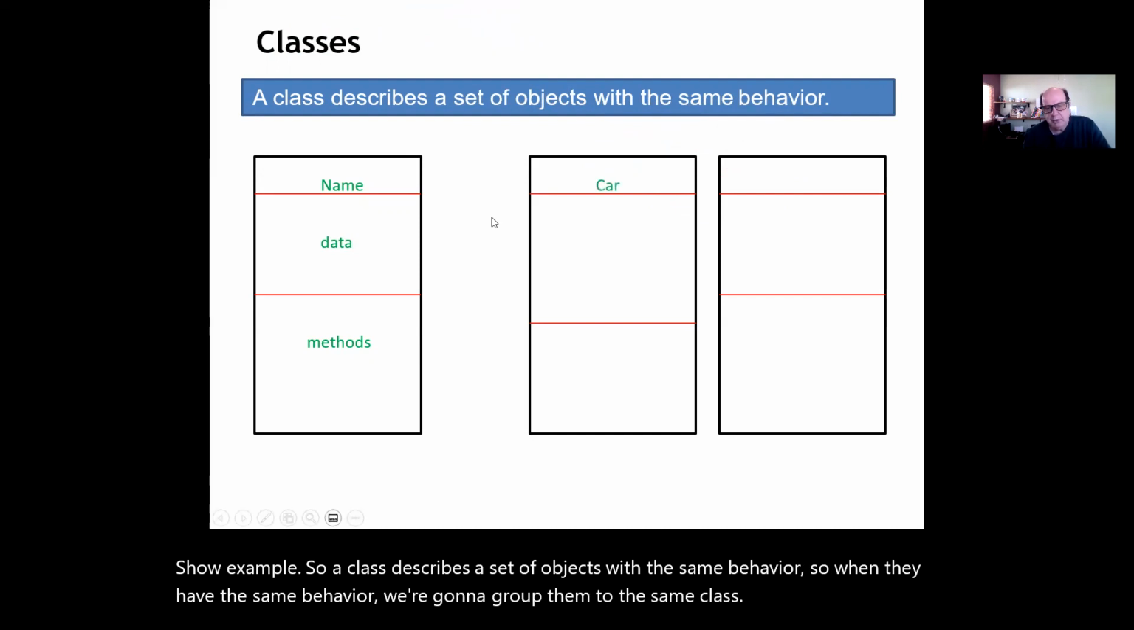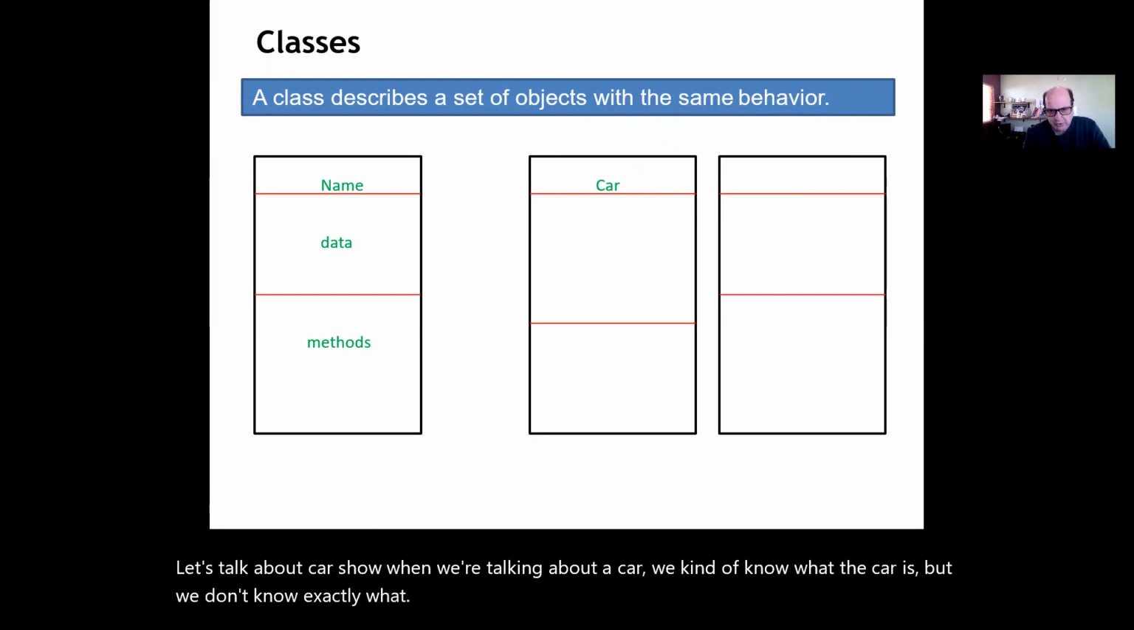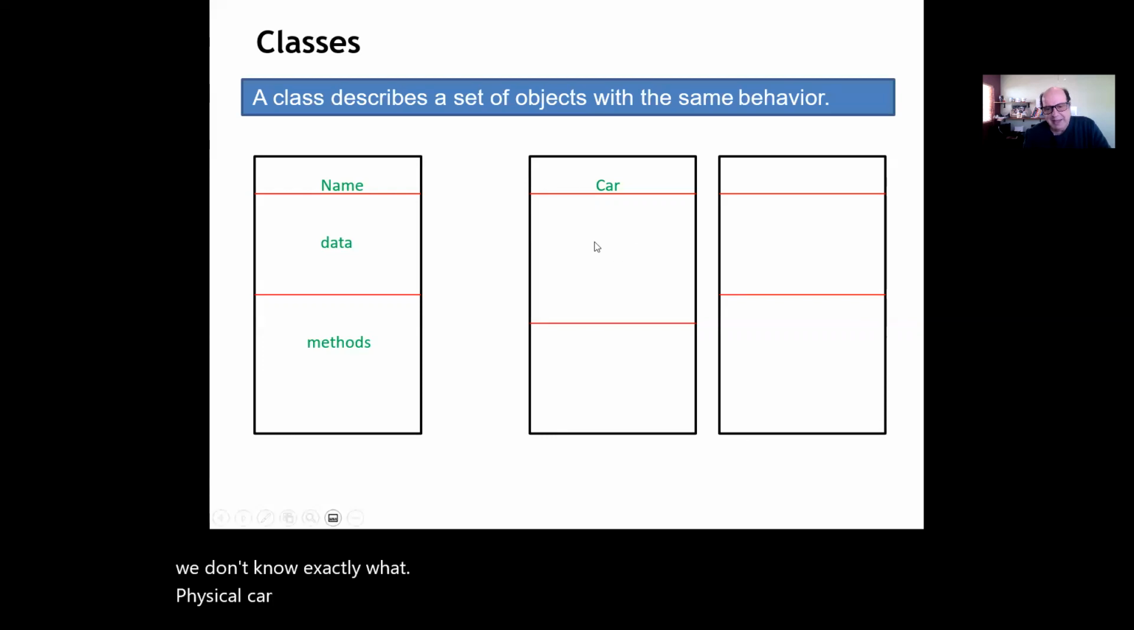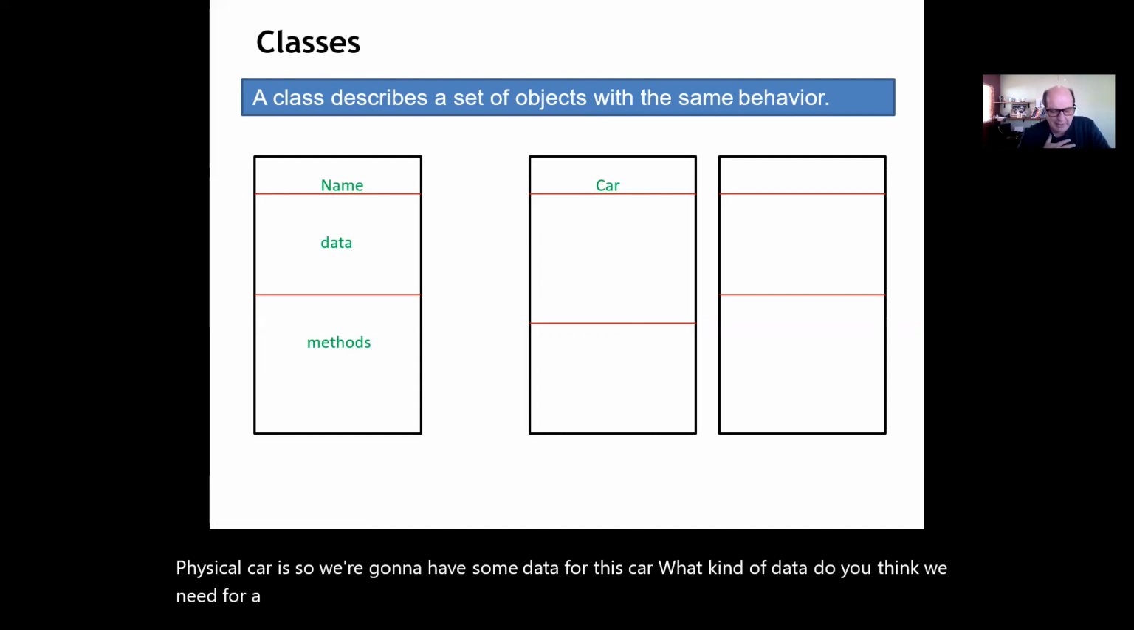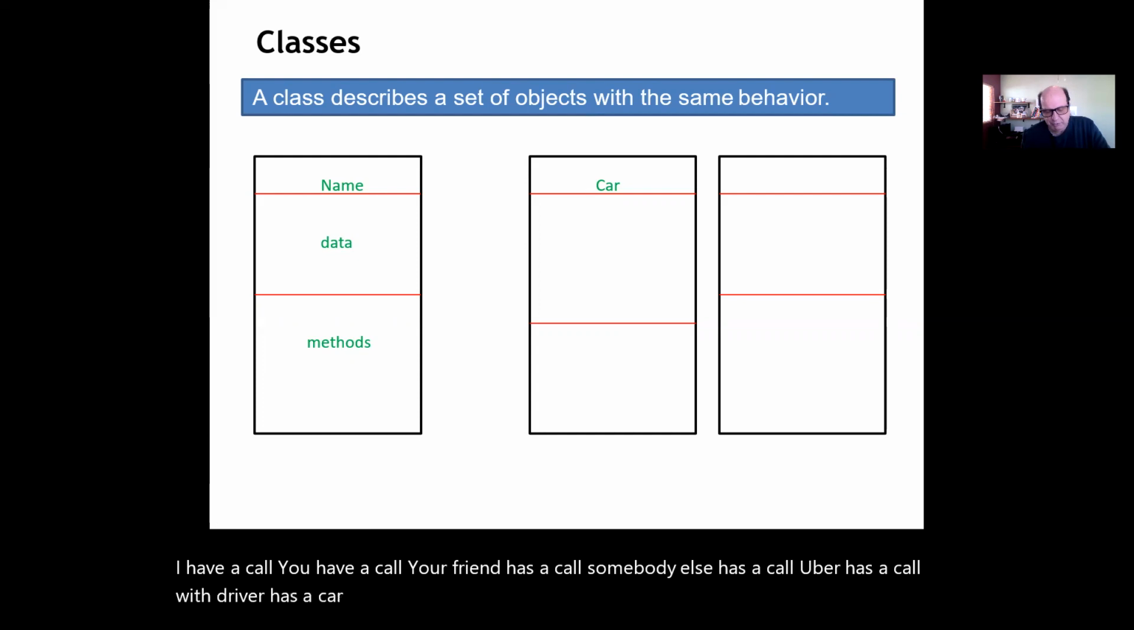So let's talk about car. When we're talking about a car, we kind of know what the car is, but we don't know exactly what physical car it is. So we're going to have some data for this car. What kind of data do you think we need for a car? I have a car, you have a car, your friend has a car, somebody else has a car, Uber has a car, an Uber driver has a car. So what data do we have for this car?